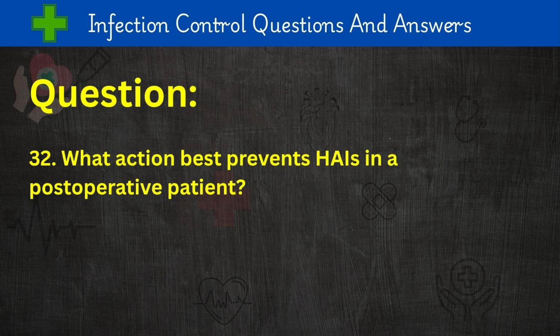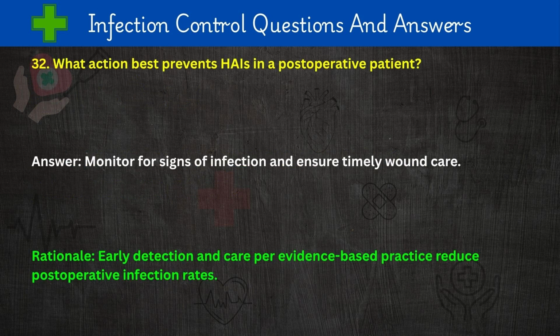32. What action best prevents HAIs in a postoperative patient? Answer: monitor for signs of infection and ensure timely wound care. Rationale: early detection and care per evidence-based practice reduce postoperative infection rates.